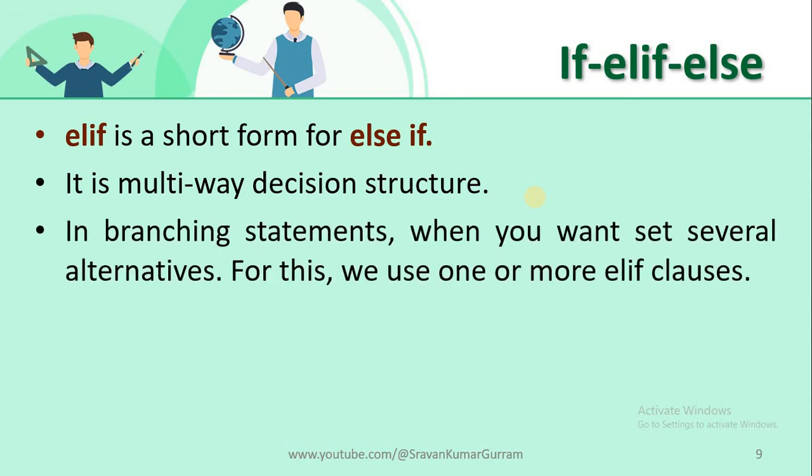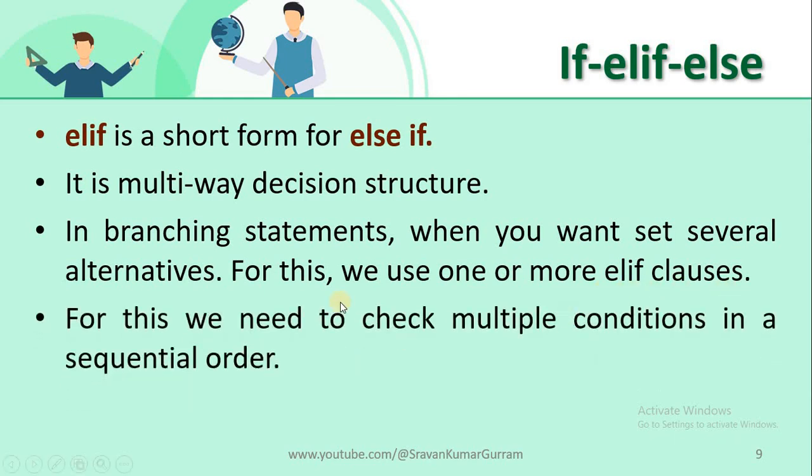In branching statements, when you want to set several alternatives: in the if statement, we use only one path. In if else, we used two paths, one is the true path, the second one is the false path. In this, we can set several alternatives for the if. If you want to set several alternatives, we can use the keyword else if, that is, elif clause. When we use an elif clause, we need to write a condition. So if you want to use multiple elif clauses, you need to write multiple conditions.